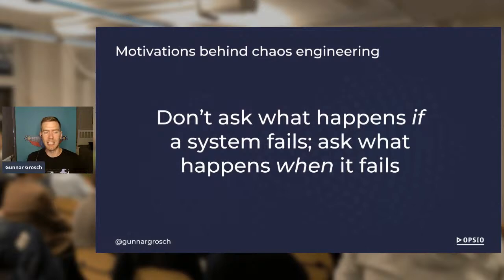Don't ask what happens if a system fails. Ask what happens when it fails. So we should remember that a resilient system isn't one that does not fail, but it's one that maintains an acceptable level of service in the face of failure. One that is able to adapt to these failures and still deliver good enough service to the users. So what happens when the system fails? Well, chaos engineering is able to help us reveal that.